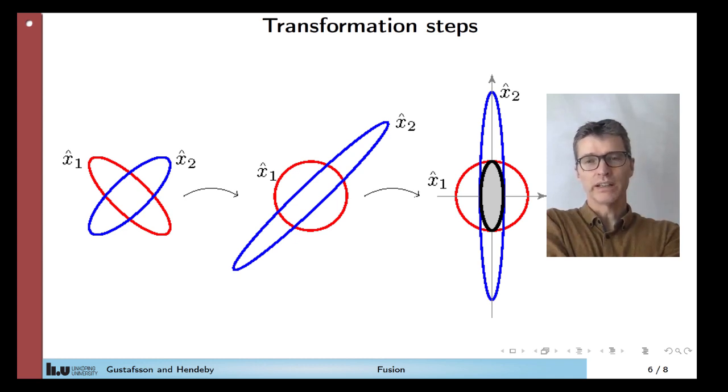Now we can compare each dimension of the parameter space separately. So we take the best information in the first direction and then the best information in the second direction. And in that way, we get the new ellipsoid aligned with the axis, the black one here. And then we can back transform to the original state space for the parameter vector x.